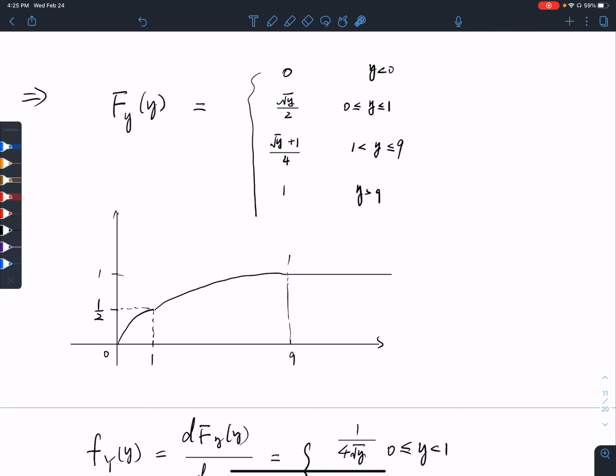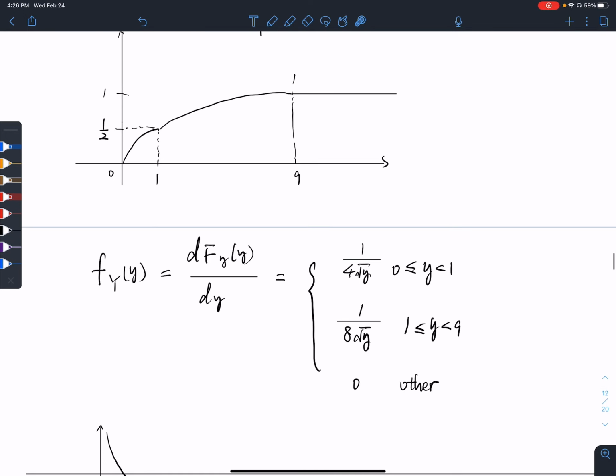According to this distribution function, we can draw it. For this part, when it's greater than 9, it's always equal to 1. And for the first part, when it's less than 0, it's always 0. For the second part, between 0 and 1, when y is 1, it's equal to 1 over 2, and we just draw it this way. And for the 1 to 9 part, it's equal to square root of y plus 1 over 4. So after y equal to 1 it is 1/2, and it starts here and goes to the final value 1.